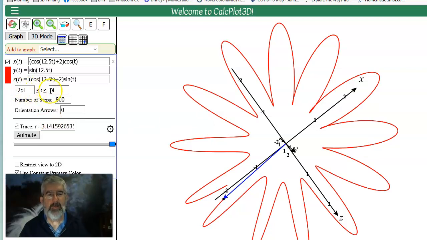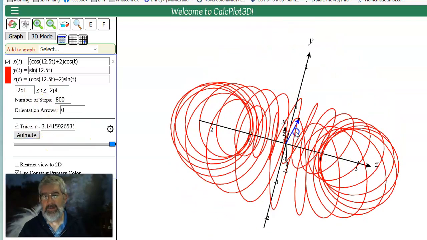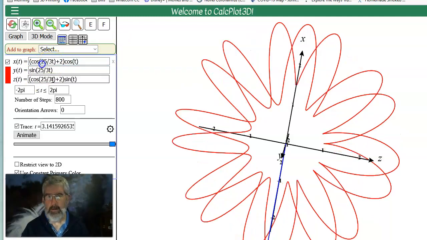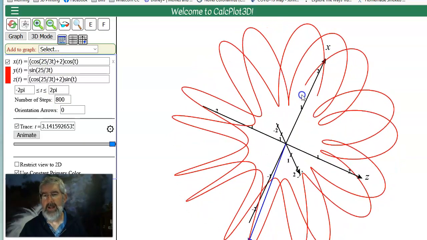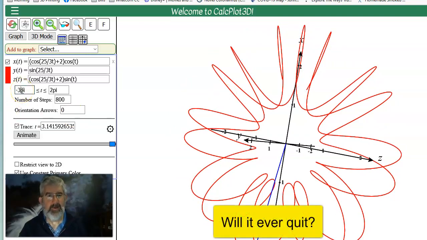So let's go from minus 2 pi to 2 pi, and sure enough, now it loops 25 times, but you can see the loops are crossing over each other, where before they weren't. And you could do all sorts of variations of crossing over 3 times, right? If we took 25 divided by 3, well, that looks funny. Oh, I'm not going around enough times, right? Now I'm going to have to go around 3 times. Let's go from minus 3 pi to plus 3 pi.